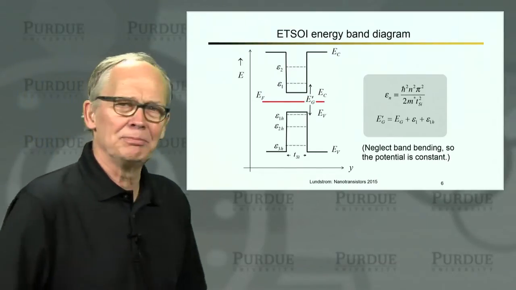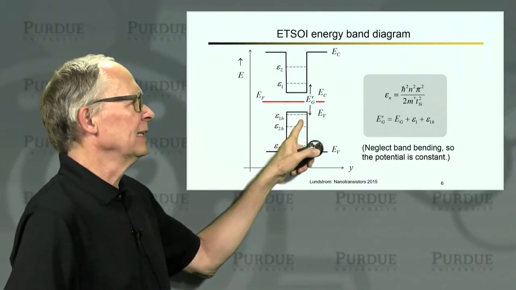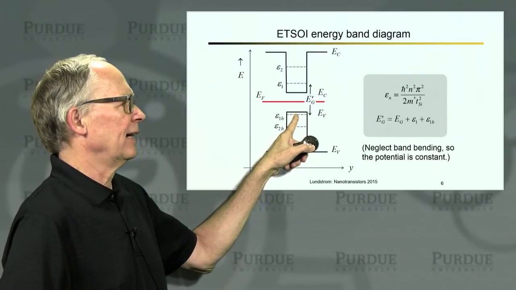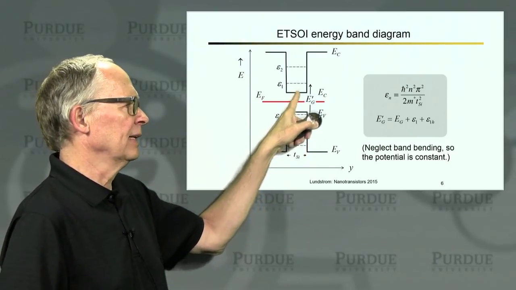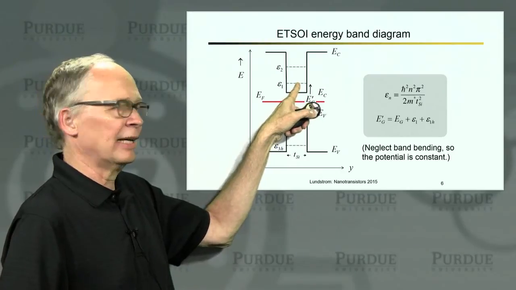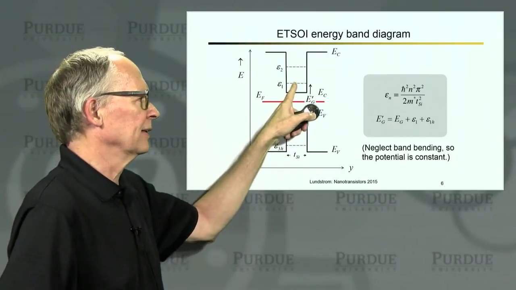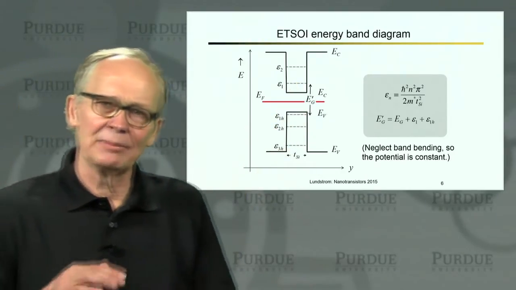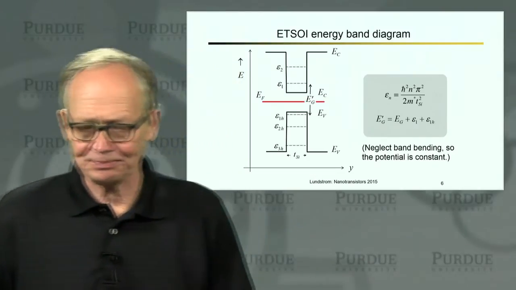You can notice that the band gap has effectively increased because the holes can't get any higher in energy than this first subband. The electrons can't get any lower in energy than the first subband in the conduction band. So the band gap has effectively widened a little bit.